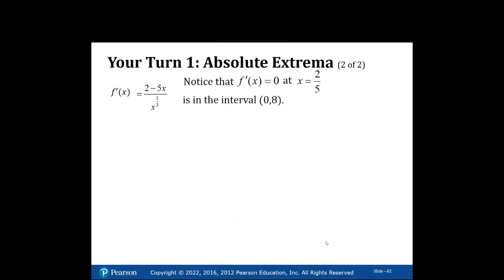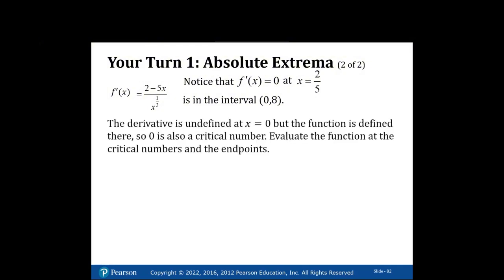So notice that it's 0 at 2/5 because that makes our numerator 0 when x is 2/5. And that is inside the interval 0 to 8. So we're good. That's got to be a critical value. But remember how I said that the derivative is undefined when x is 0 because of this denominator? But 0 is defined in the function, and it is in our interval. So because it's defined in f, and it's in our interval, 0 is also a critical number. So this is where we need to include those undefined values.